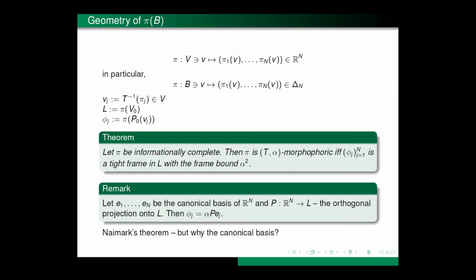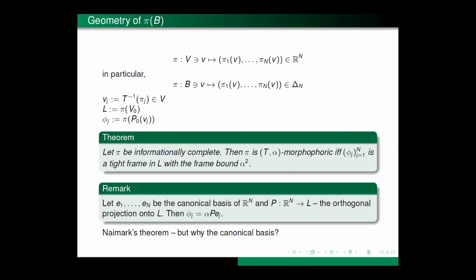Now, this is a simple remark here: if we take the canonical basis in this n-dimensional space, so we take the vertices of the probability simplex, and we take the projection onto this space L, then these vectors phi j are the projections of this canonical basis up to this scalar factor alpha. And it is a very easy observation.